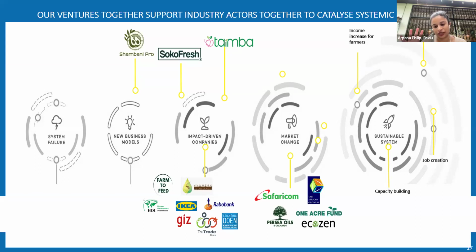And the idea towards the right, if you see, is together we're able to increase farmers' income, able to eliminate post-harvest loss, which was our goal, and in the process create jobs, create capacity building, etc. So this is just tying back our theory of change to what we do. We'll go to the next slide.